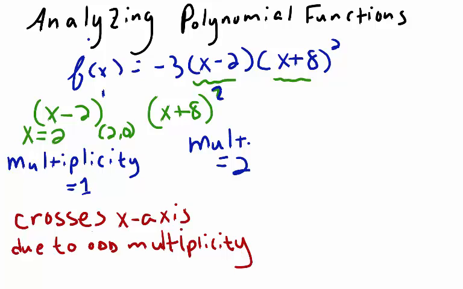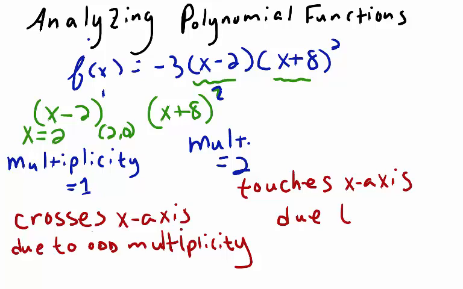For the factor (x plus 8) squared with a multiplicity of 2, it's going to touch the x-axis at the 0 and change direction. (x plus 8) squared touches the x-axis due to even multiplicity, since the multiplicity is even.